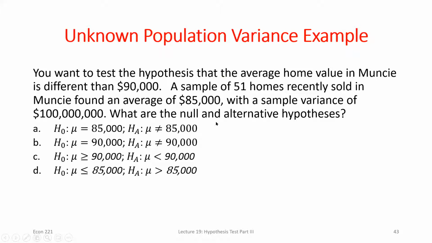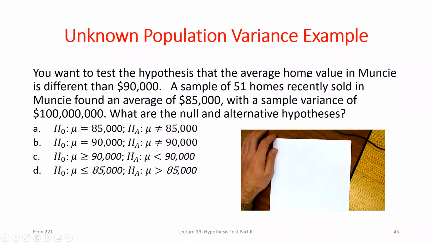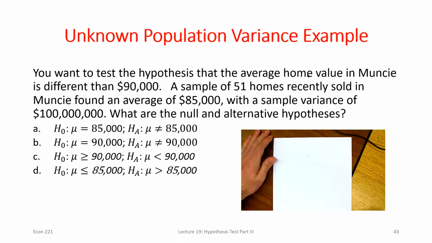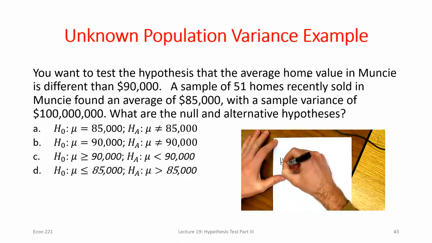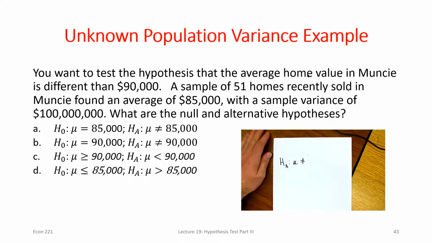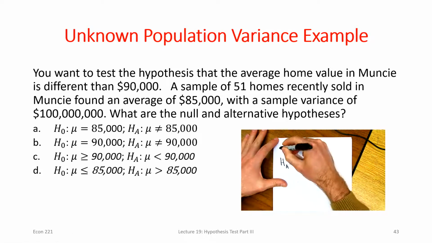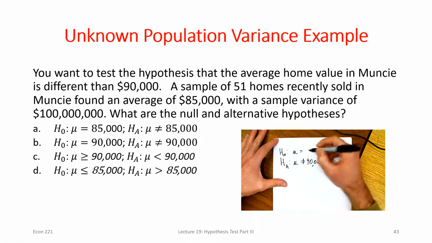So we want to test the hypothesis that the average home value in Muncie is something different than 90,000. Identifying the null and the alternative here should be a little bit easier because we're told what we want to test for is that it's different than. Anytime you see the words different than, you should automatically be thinking I have a not equal to sign in the alternate hypothesis, not equal to or different than this value of 90,000. So I assume the opposite is true, which is that the true population mean is in fact equal to 90,000.